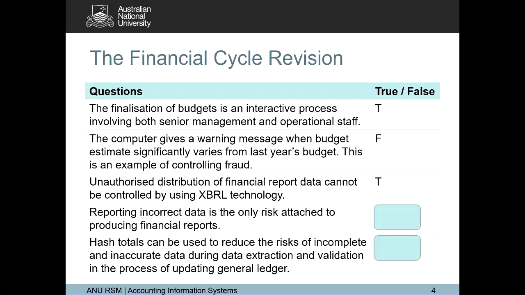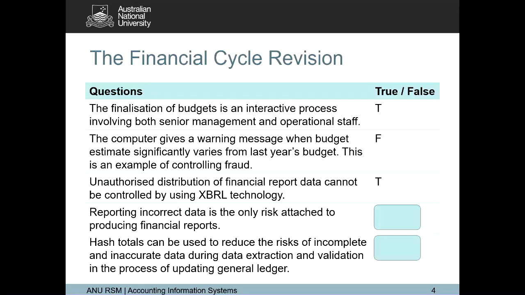Okay, all right. So it's just a standard business reporting app, or API. If it's not customized into your ERP, saying that only certain people can receive this report, then it would not do anything. Its role is only to map out your accounting data to another format of reporting, and that's it. In terms of security, you have to establish that inside your computer system. Reporting incorrect data is the only risk attached to producing financial reports.